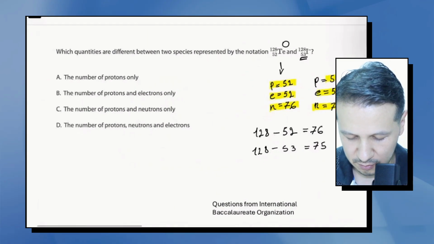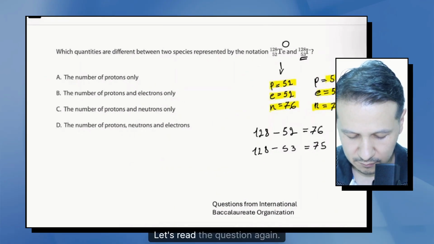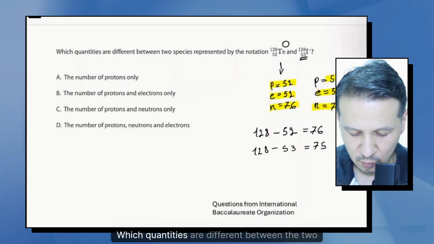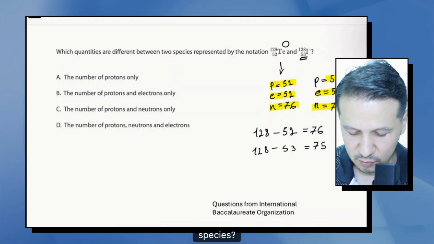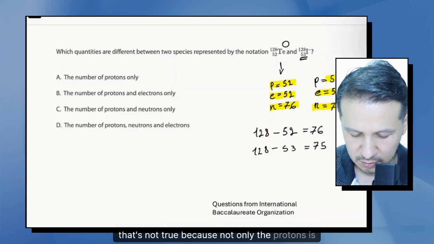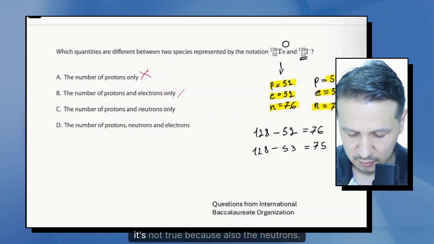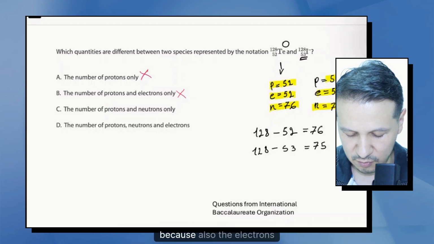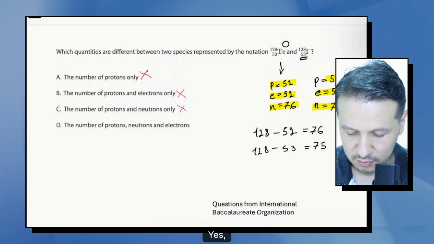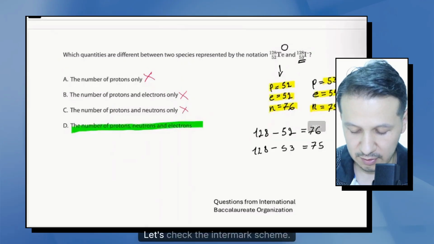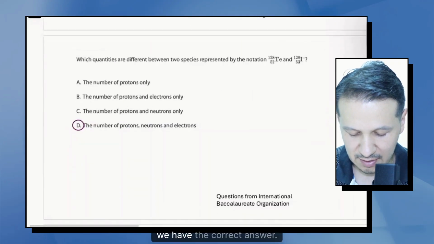Let's see the options. The number of protons only. Let's read the question again. Which quantities are different between the two species? No, that's not true because not only the protons is different. The number of protons and the electrons only? No, it's not true because also the neutrons. The number of protons and neutrons only? No, because also the electrons. And the number of protons, neutrons, and electrons. Yes, that's the correct answer. Let's check the mark scheme. Yes, we have the correct answer.